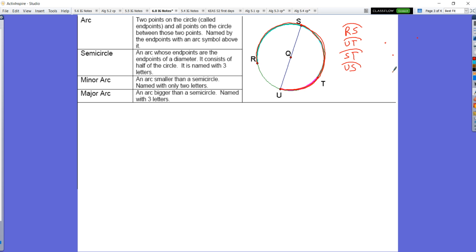Then we have certain types of arc. If we have an arc whose endpoints are the actual diameter, then it's a semicircle. That's going to be half of the circle. Here we have our diameter because this line is going through the center point. So this last arc that we named, arc US, would be a semicircle. And we name 3 letters with our semicircle. So we got U, T, and S.